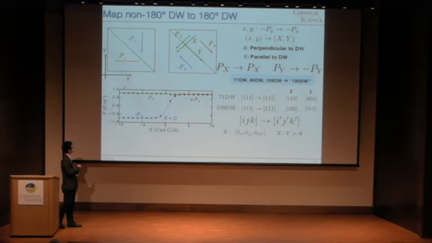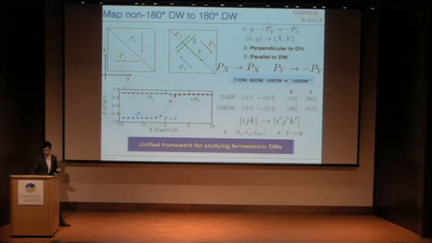Here I show the polarization profile across the boundary. The capital X component is actually quite smooth across the boundary. So this mapping scheme, in principle, can be applied to all different kinds of non-180-degree domain walls, offering a unified framework for studying ferroelectric domain walls.